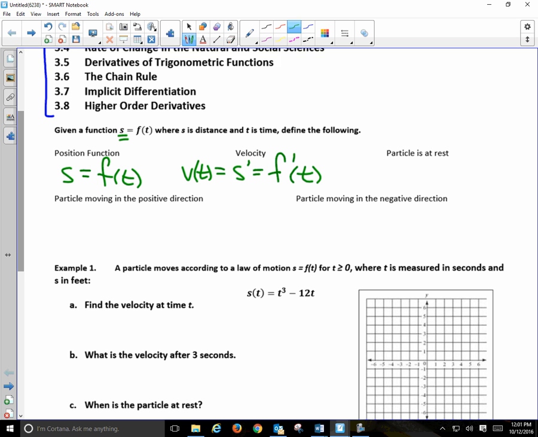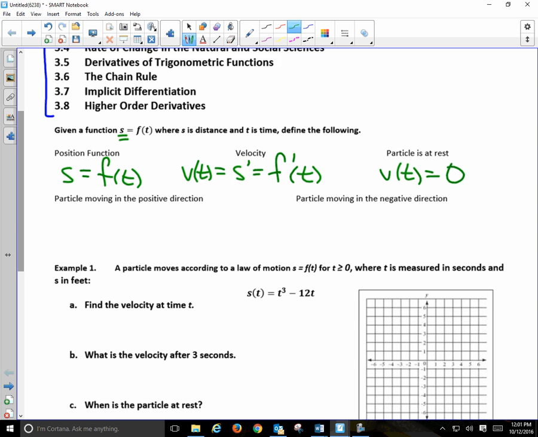Now, the particle is at rest when, I'll give you an example. If I'm moving forward, my velocity is positive, and if I'm moving backward, the velocity is negative. Is there a point at which I'm at rest? Right when I change direction, right? Now let's think about that. You're changing from positive to negative, so what number do you have to cross over? 0. So the particle is at rest when the velocity is equal to 0.